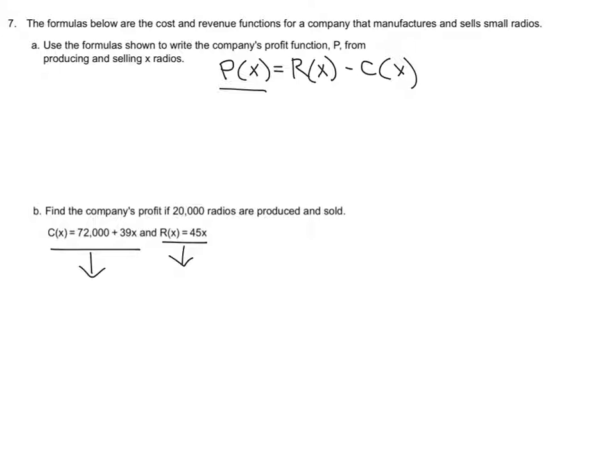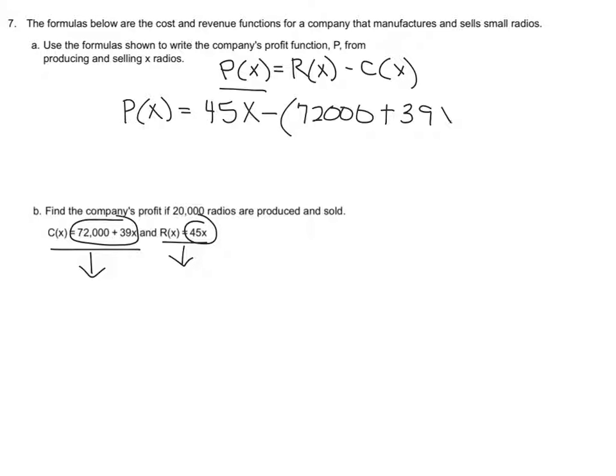So we're going to substitute C of x and R of x into the equation for profit and simplify. So I get P of x equals the revenue, which is 45x, minus the cost, which is 72,000 plus 39x. To simplify this, you need to distribute the negative sign to both terms in parentheses. Next, we're going to combine like terms. I have a 45x and a negative 39x.